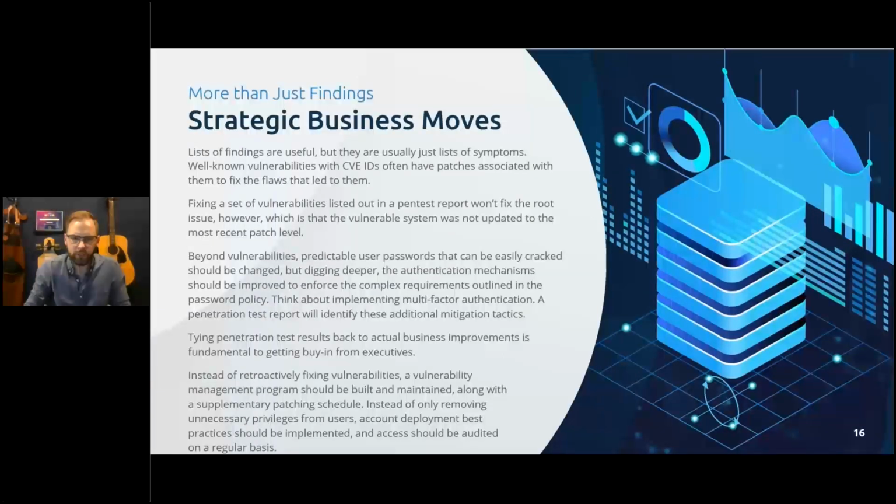We also talk about strategic business moves. So a list of findings is really useful. Every pen test report should have a list of the findings. But the findings themselves should support the business improvements. So if we find a lot of well-known vulnerabilities in a network environment and there are patches that can fix them, we will recommend issuing those patches. We will recommend going into the systems, upgrading them if that's what's needed. If it's not feasible to upgrade them, figuring out some mitigating controls. We like to talk through this stuff.